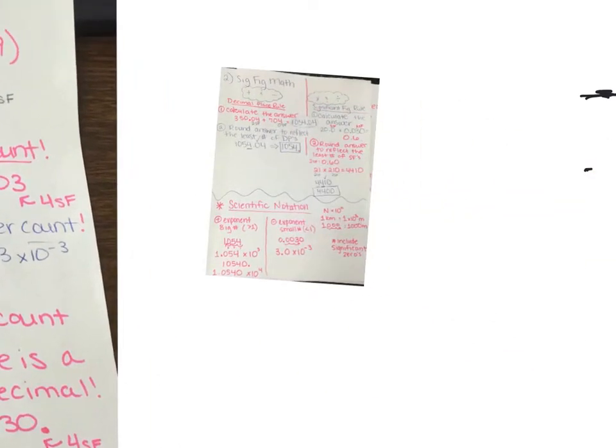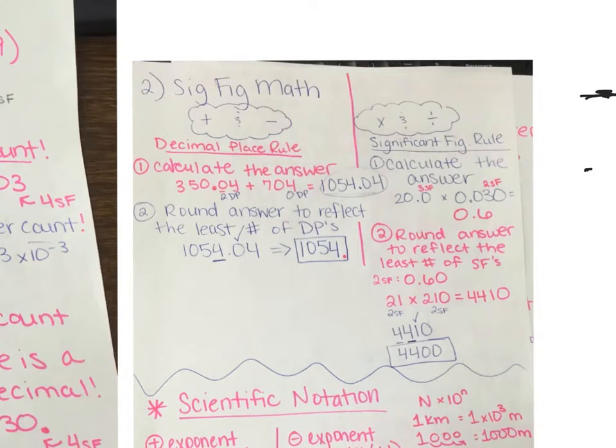So that moves us to our next part, which is using these significant figures. We're going to be doing lots of calculations in chemistry, and so the next section is about sig fig math. It's split into 2 categories. We either have addition and subtraction or multiplication and division. Let's start with addition and subtraction. We would be using the decimal place rule.